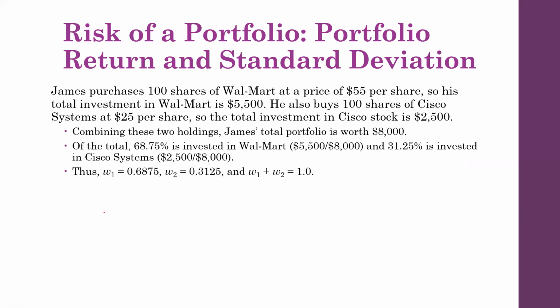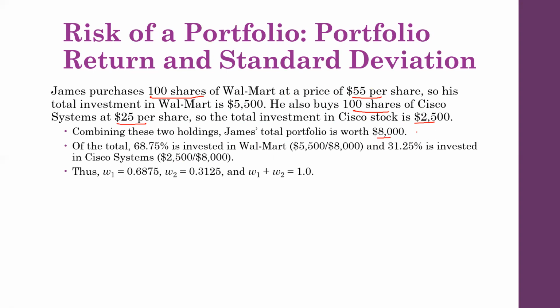For example, James purchases 100 shares of Walmart at a price of $55 per share. So he has 100 shares at $55 per share. How much is his holding? $5,500, right? He also buys 100 shares of Cisco for $25. So how much is that? That's 100 by 25, $2,500. Combining these two holdings, James' total portfolio is now worth $8,000.